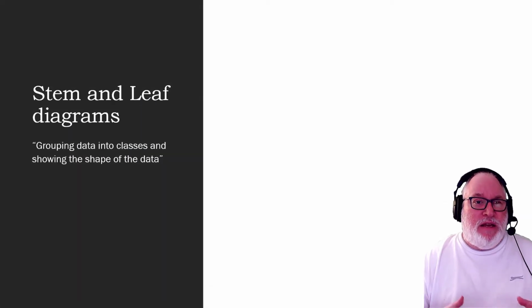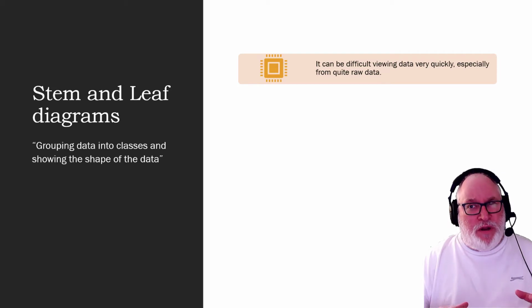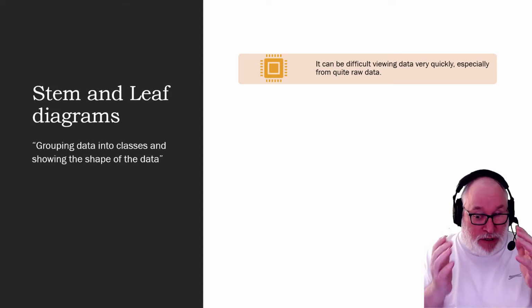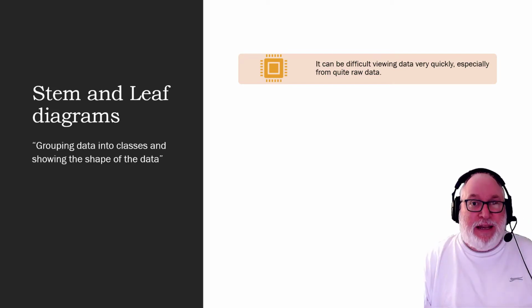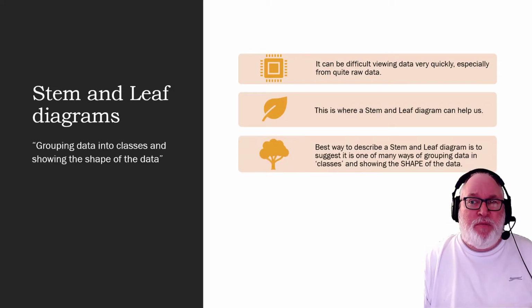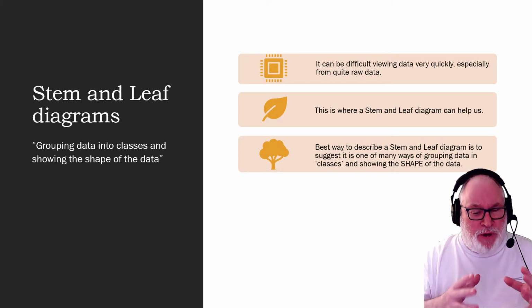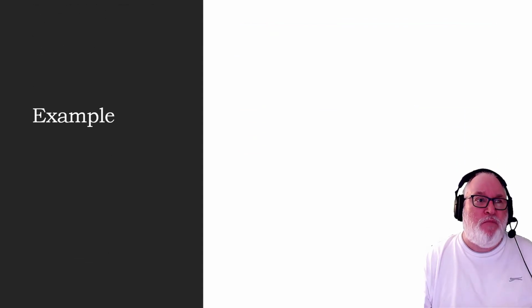Okay, grouping data into classes and showing the shape of the data, that's what they are. Sometimes it can be difficult when you just have loads of raw data thrown in front of you. So what you want to do is to make heads or tails of it in some way. Sometimes it can be all over the place and just too much, and you can't see the wood from the trees, as they say. So this is where stem and leaf diagrams come into play. It shapes and groups the data and puts it into a nice easy way of viewing all those numbers in a sensible manner. So let's have a wee look at an example here.